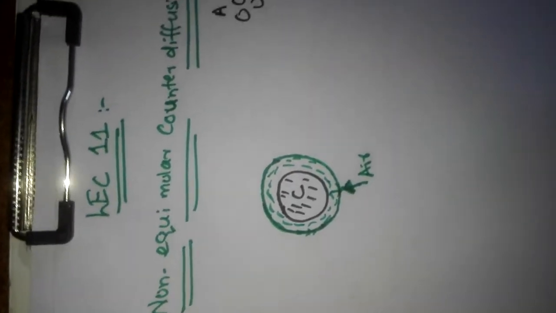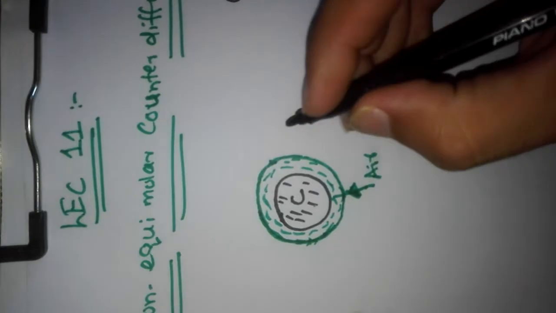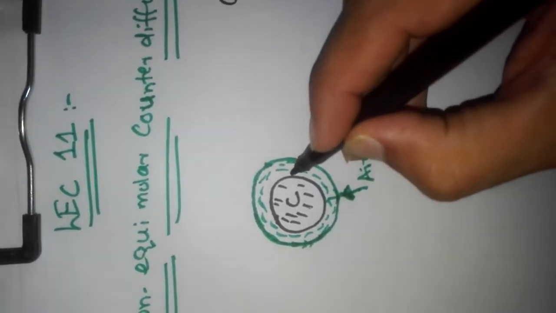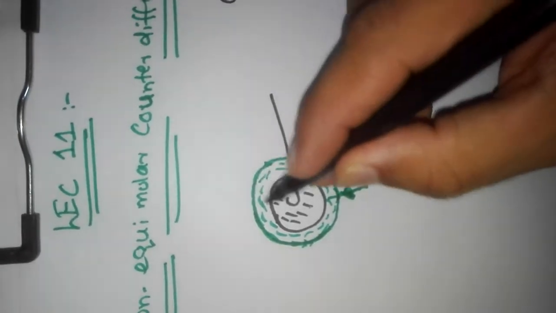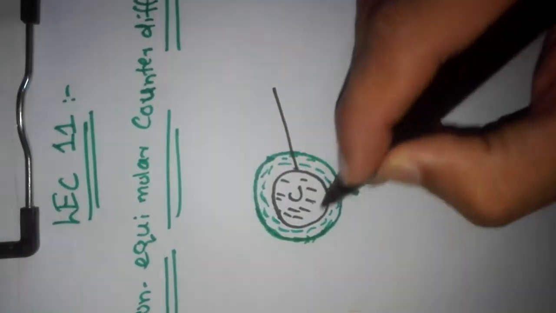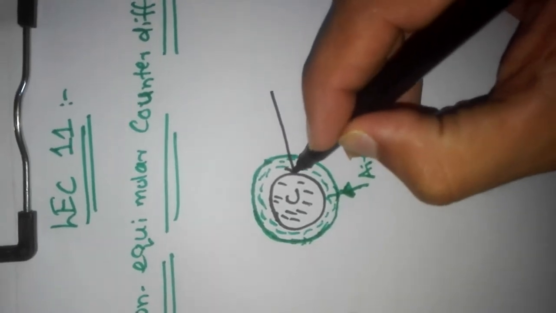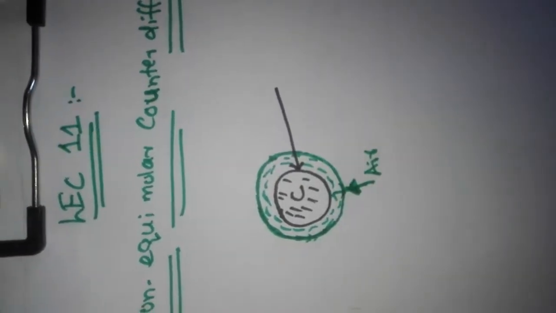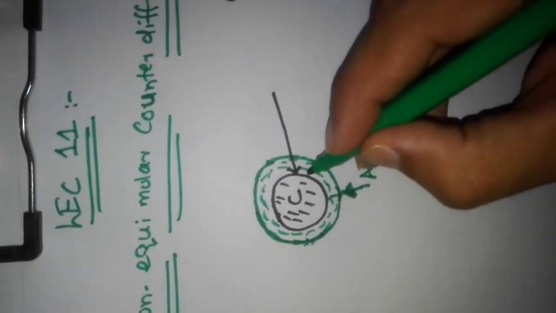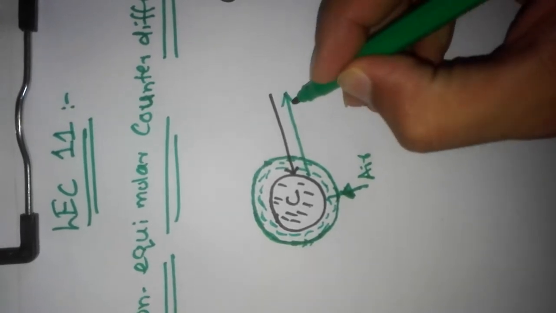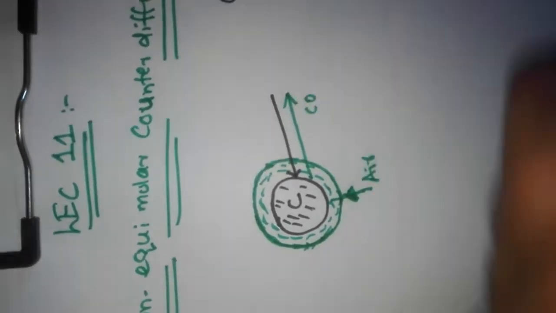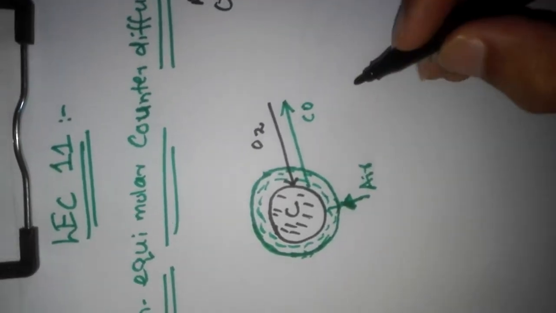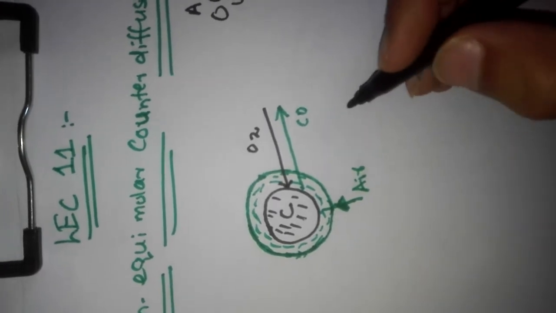Now oxygen comes to the surface. First of all, oxygen passes through the stagnant layer of air and comes to the surface. When the oxygen molecule comes to the surface, it reacts with the carbon particle and produces carbon monoxide gas, and the CO will diffuse out.